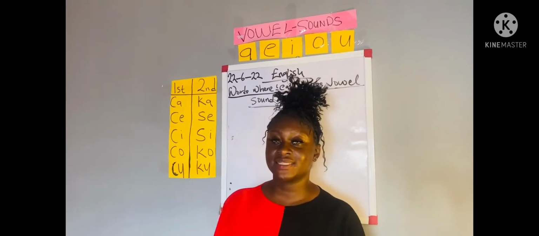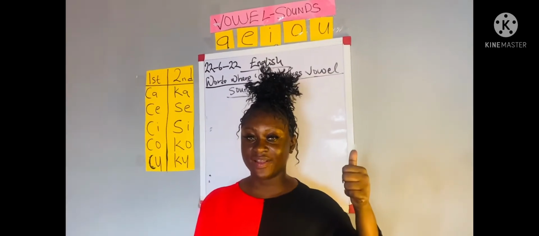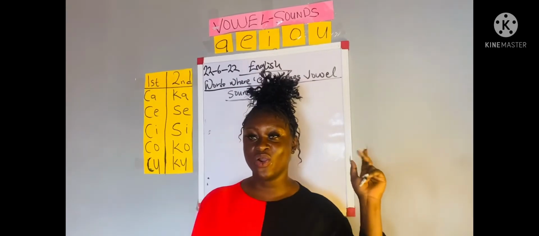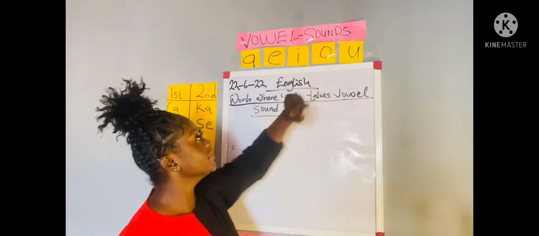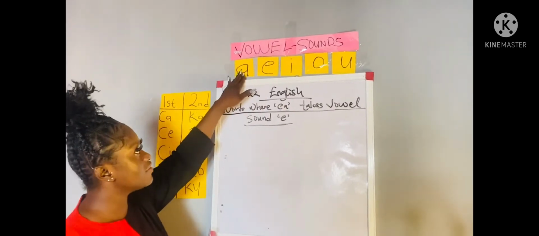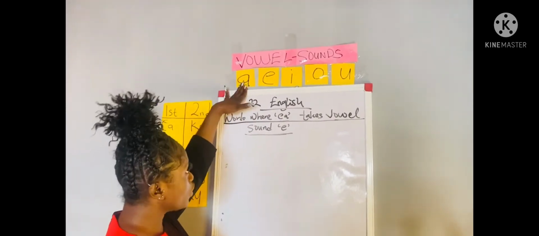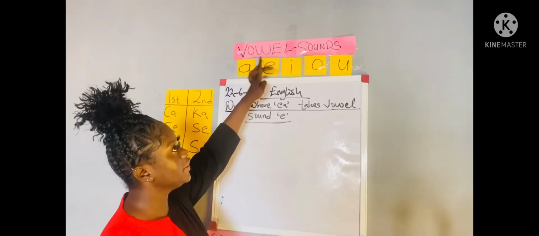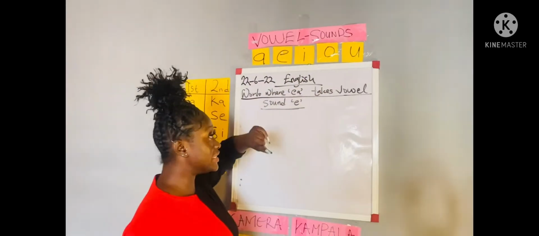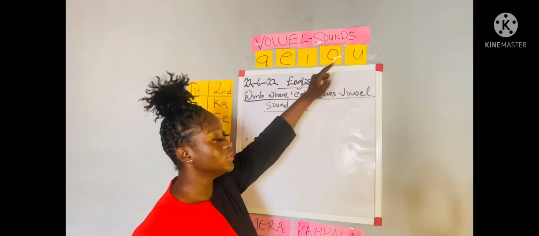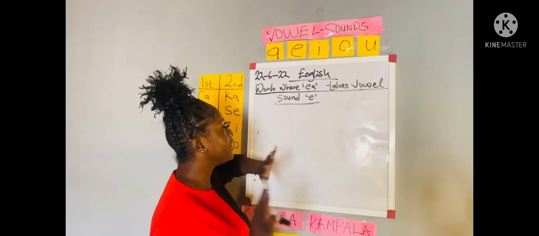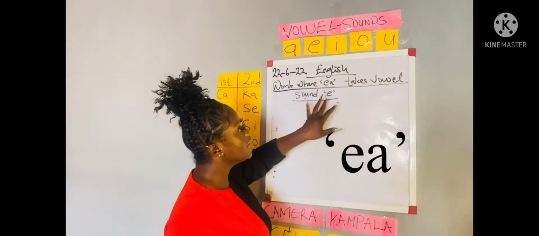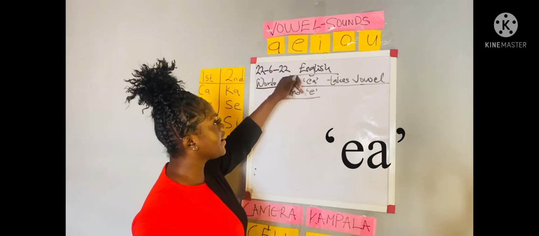Now our vowel letters are five, which are A, E, I, O, U. I have it up here. A, E, I, O, U. Originally, these letters are from the alphabet, and they are called A, E, I, O, U. So today we are going to be playing with some words where E, A takes the vowel letter A.